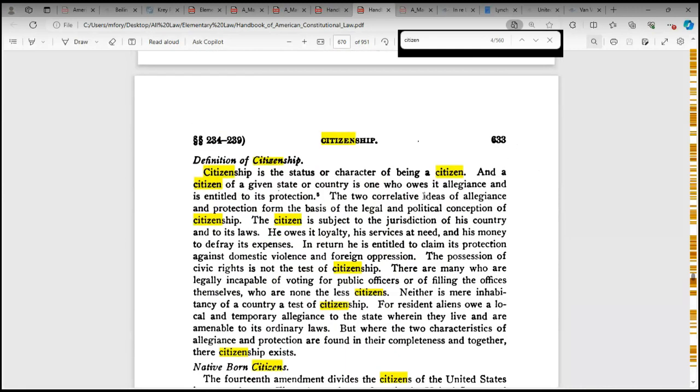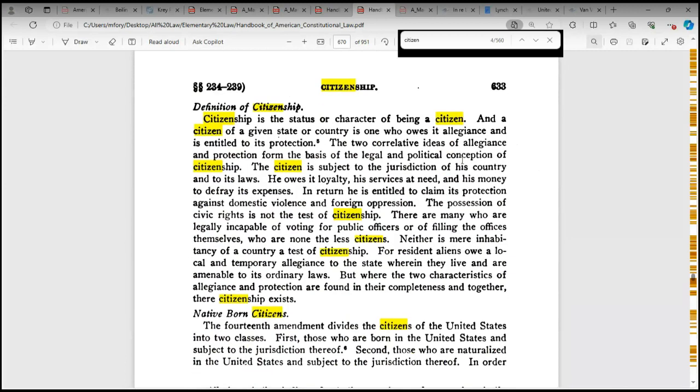Citizenship is the status or character of being a citizen. And a citizen of a given state or country is one who owes its allegiance and is entitled to its protection. The two correlative ideas of allegiance and protection form the basis of the legal and political conception of citizenship. The citizen is subject to the jurisdiction of his country and to its laws. He owes it loyalty, his services and needs.